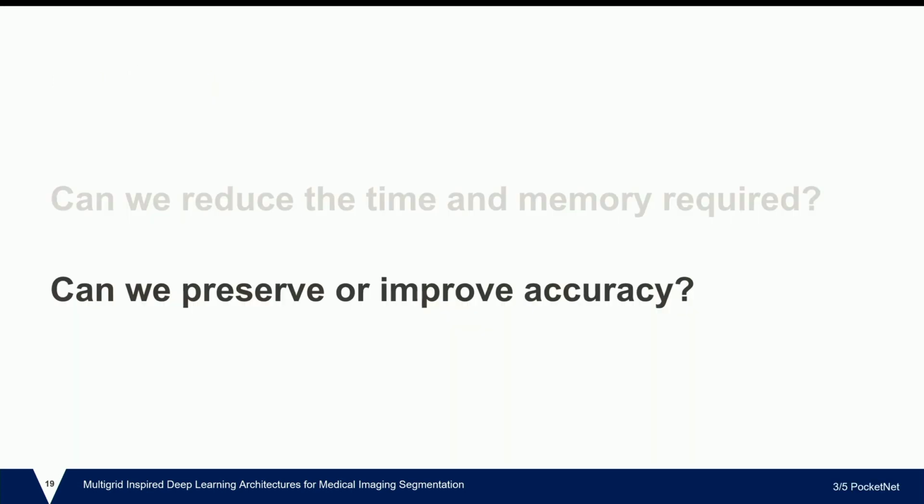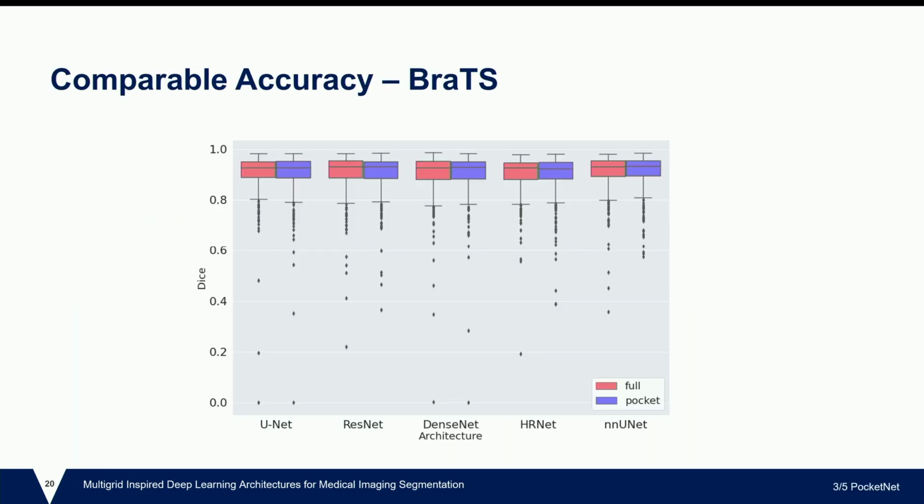All right, so what about the accuracy? If you were to train all of these models, their pocket and their full approaches on, say, the BRATS data set here, you can compare, right, the distribution of the DICE scores. And you can see they're all pretty much identical here for the case of, say, the whole tumor segmentation, but it would be the same story for all of the subcomponents as well.